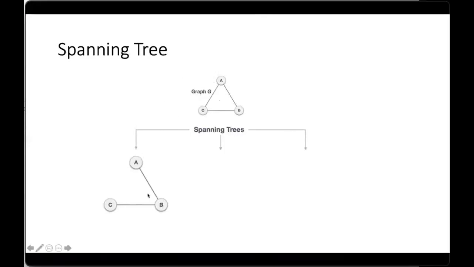That is, here three vertices are there, so the number of edges is 3 minus 1, 2. For this given graph, there can be three spanning trees. You can see all the vertices are connected and the number of edges is one less than the number of vertices. That is a spanning tree.